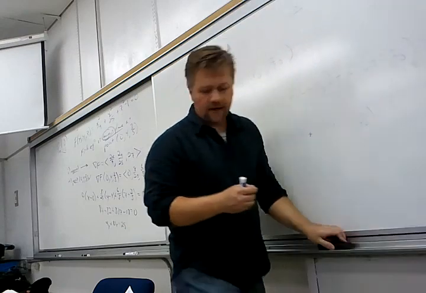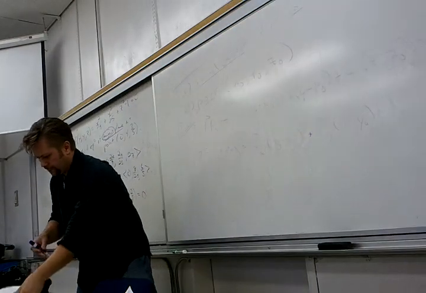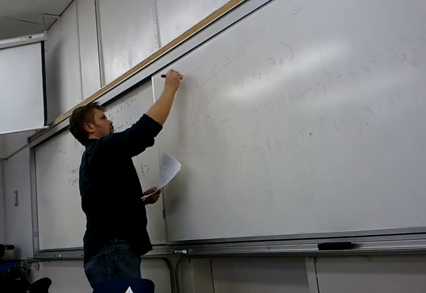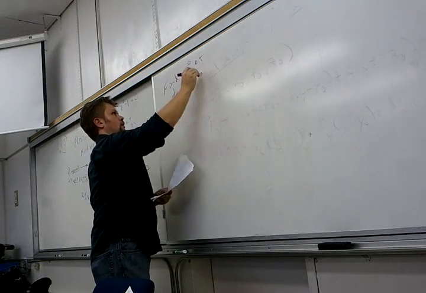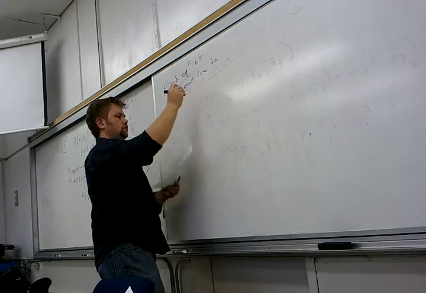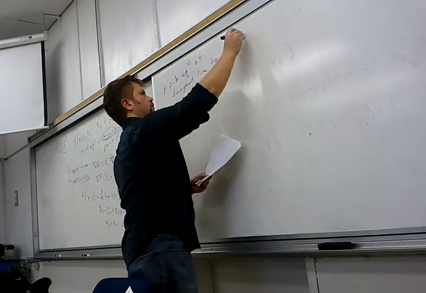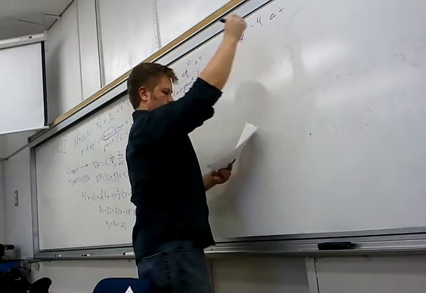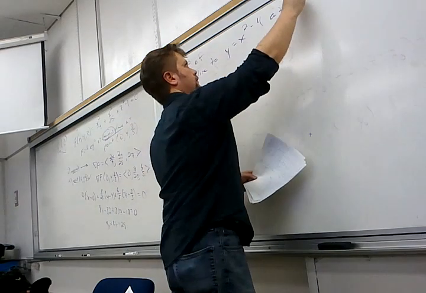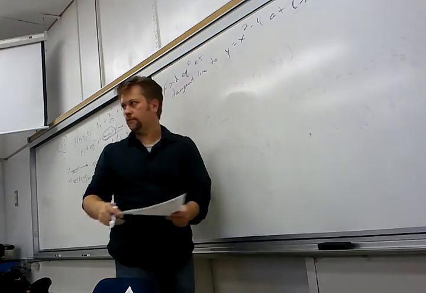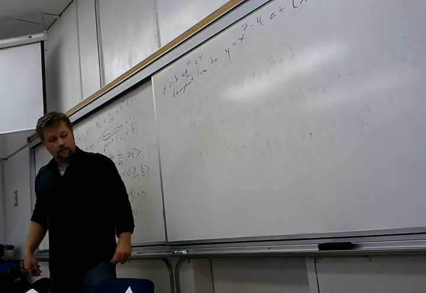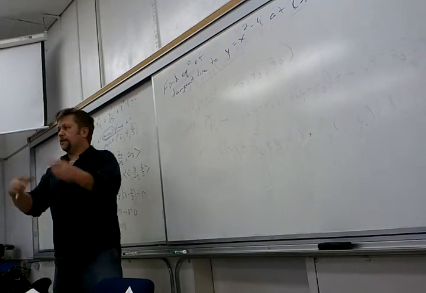So let me see, if I had this problem here: find the equation of the tangent line to y equals x squared minus 4 at (3, 5). Right? How would we do that the old way first?